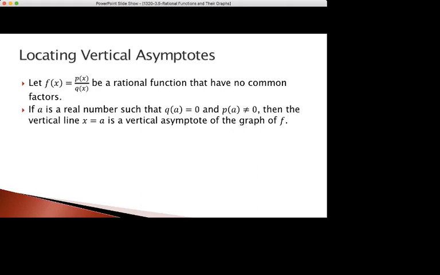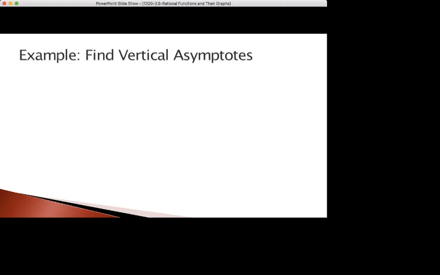Man, that's a mouthful. But let's break this down. So, if we have a real number in our hand, a, that makes the polynomial in the denominator, q, equal to 0 at that point, but it doesn't make our numerator polynomial p of a equal to 0, then we can draw a vertical line at a such that it becomes a vertical asymptote for the graph of f.